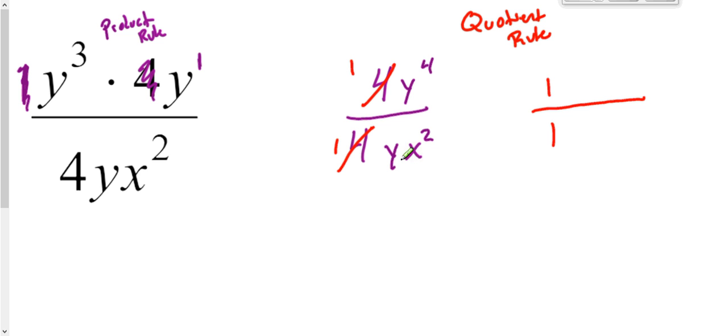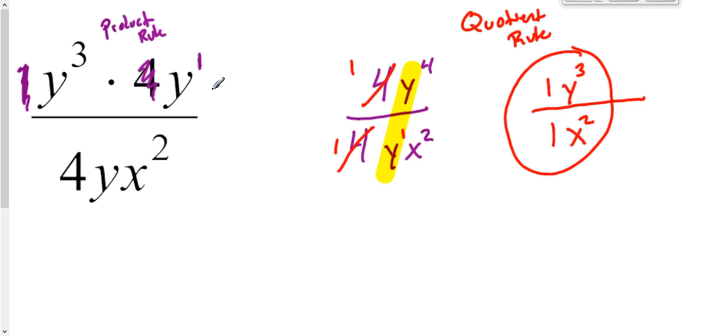Then I can simplify the y's. There's 4 on top, 1 on bottom, so 4 minus 1 gives us y to the third. Nobody combines with the x, so he stays right where he is. And we're done right there. An acceptable answer would also be this without the ones.